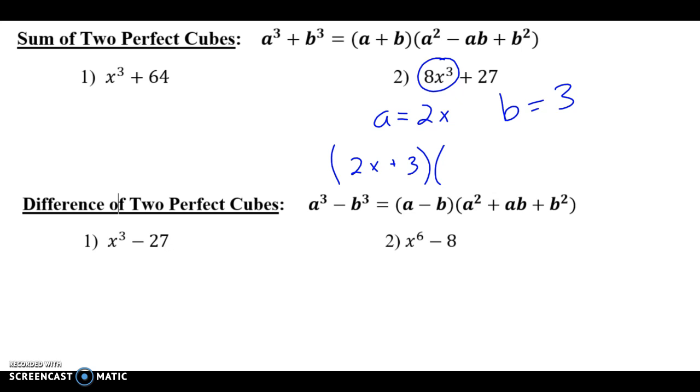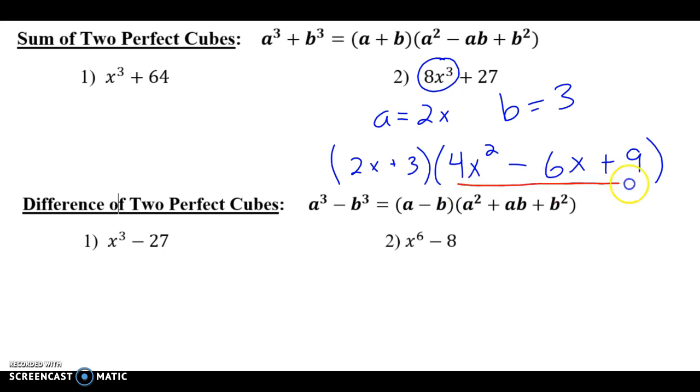A is 2x, right? We need to square a, which is 4x squared. You have to square both numbers, right? 4x squared. Minus, I'm just following the formula. I put the sign that it tells me to put. That's all there is to it. The signs will always be plus, minus, plus. Good. A times b would be 6x plus b squared is 9. And that is your answer.